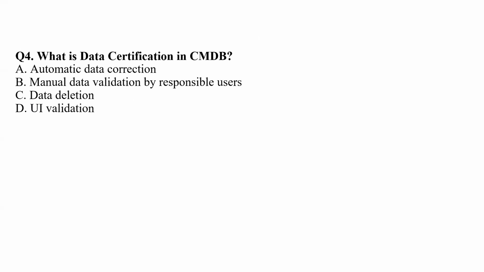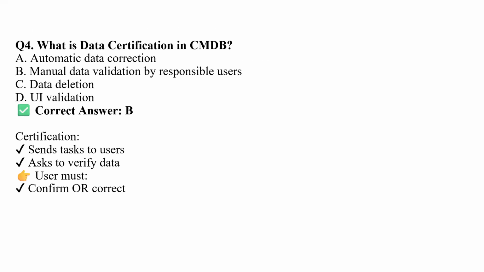Next one. What is data certification in CMDB? Option A, automatic data correction. Option B, manual data validation by responsible users. Option C, data deletion. Option D, UI validation. The correct answer is option B, manual data validation by responsible users. Certification sends a task to the users, asking them to verify data. The user must confirm or correct.